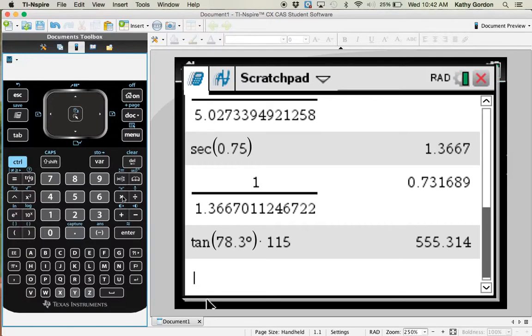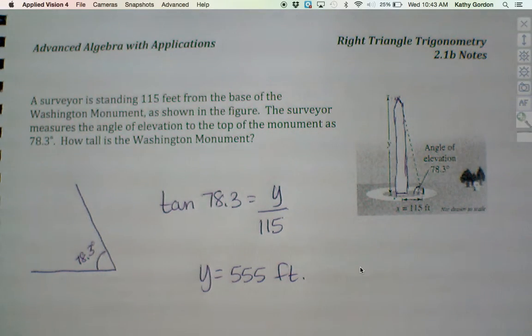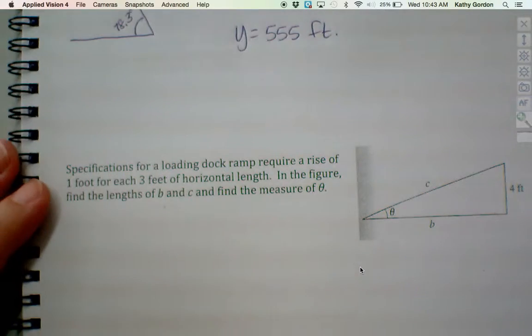But I probably want a little more than just 500. Okay? So in the context of the problem, 555 makes sense. So there we go. A nice little example of how we can use the idea of a right triangle to help us solve something that we can't really measure for ourselves. Okay? Another type of problem similar to that.